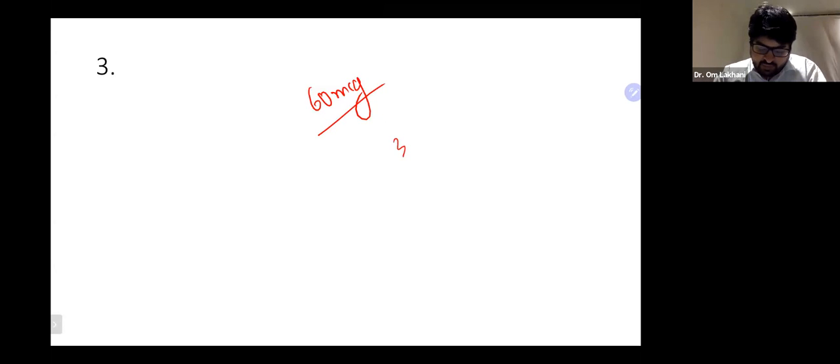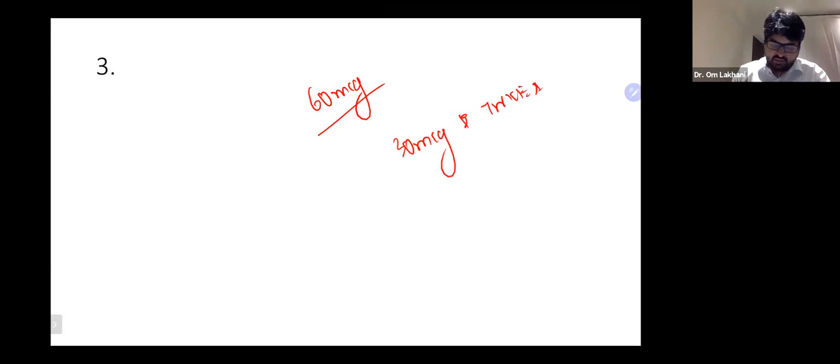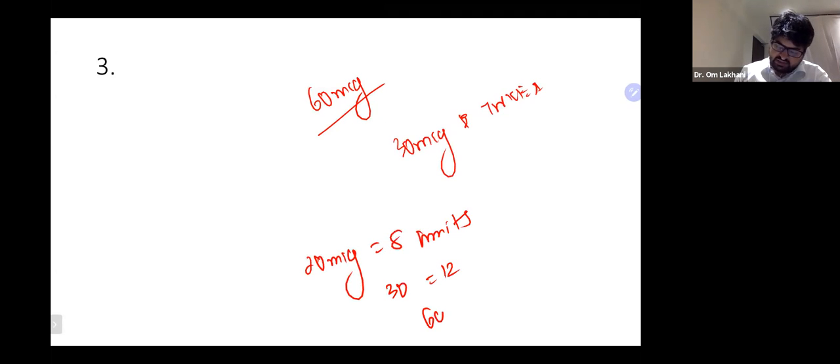Third, teriparatide is given typically in the dose of 20 microgram once a day subcutaneously at bedtime. You can use a different dose, that is 60 microgram once a week, right? A different dose you can use. You can use 30 microgram twice a week. Both have data available, right? But remember, if you're using an insulin pen, right, 20 microgram is equal to 8 units, 30 is equal to 12, and 60 is equal to 24 units, right? So keep this in mind when you're using this molecule, right?